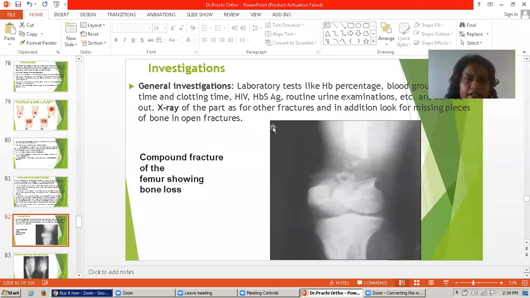X-ray of the part, as for other fractures, and in addition look for the missing pieces of the bone in an open fracture. This is important. So X-ray is one of the important things in a fracture.